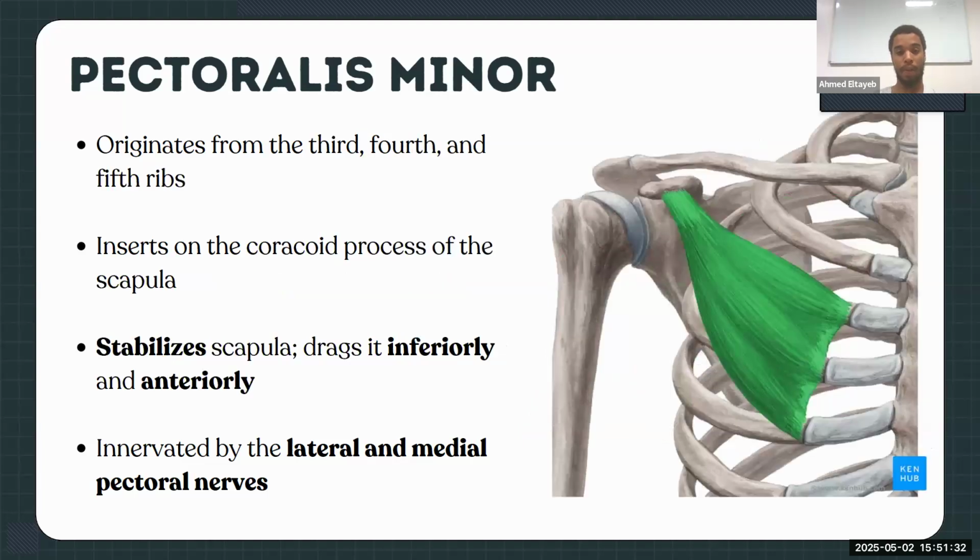We have the pectoralis minor. The pectoralis minor originates from the third and fourth rib, and it inserts on the coracoid process. So you'd imagine that because it inserts on the coracoid process, it would pull the scapula towards the thoracic wall. So the action of the pectoralis minor, when it contracts, is it stabilizes the scapula against the thoracic wall, and it drags it inferiorly and anteriorly. And again, the pectoralis minor is innervated by the lateral and medial pectoral nerves.